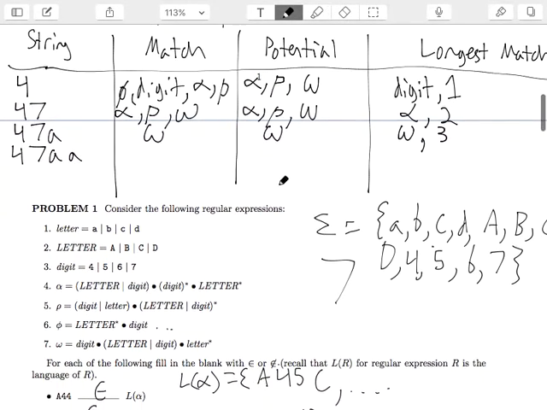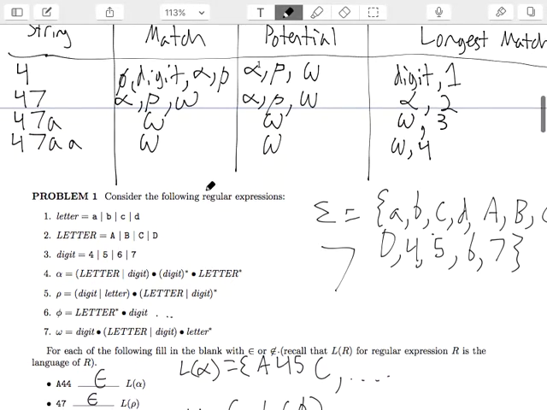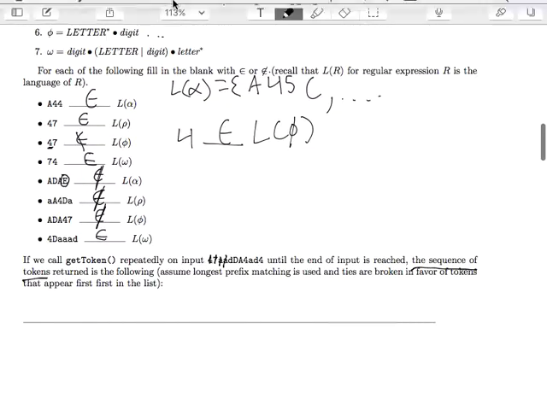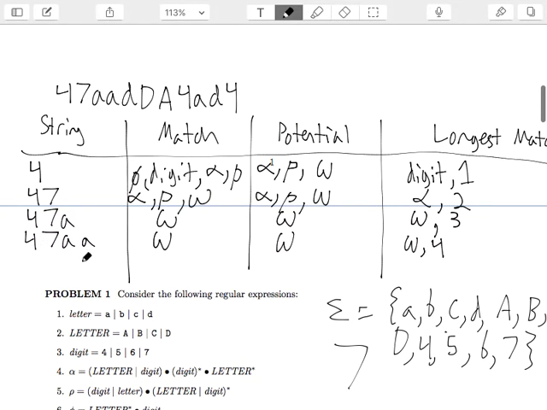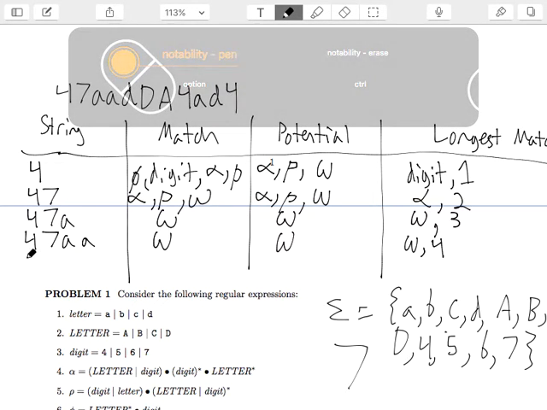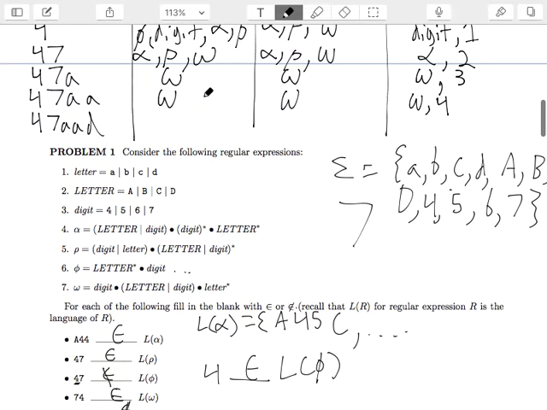4-7-AA? Yep, same thing, and it's still omega 4. So I should say, this was a problem on the actual midterm one last semester. Some people stopped here and said, okay, this is the longest match, which completely messes things up, because if you start parsing from here, it's going to be completely different. The little d is included, so AAD. Still omega, right? And it still has the potential.